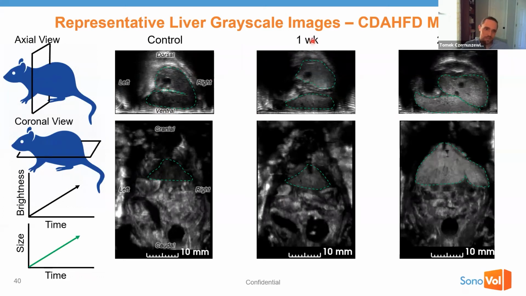After 1 week on CDA diet, which is a really short time, you start to see brightness changes happening on the B mode. It may be hard to see on the slide here, but the liver has actually gotten slightly brighter on B mode and slightly bigger. By 2 months on this diet, it's night and day difference. The liver has lit up like a Christmas tree. It's very bright and it's gotten very big. And this is expected as the liver has become highly steatotic, highly inflamed, and is already starting to develop fibrosis at this point.